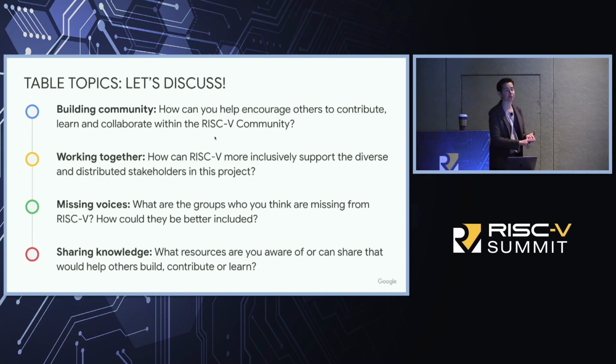One is on building community. So how can you help encourage others to contribute, learn, and collaborate within the RISC-V community? The second one is working together. So how can RISC-V more inclusively support the diverse and distributed stakeholders in this project? Missing voices: consider what groups or people you think are missing from RISC-V and how we could better include them or attract them? And then sharing knowledge.